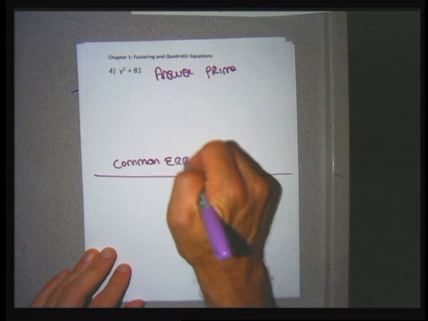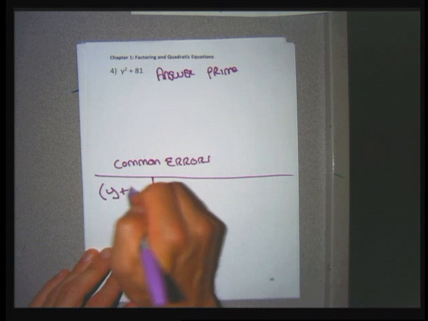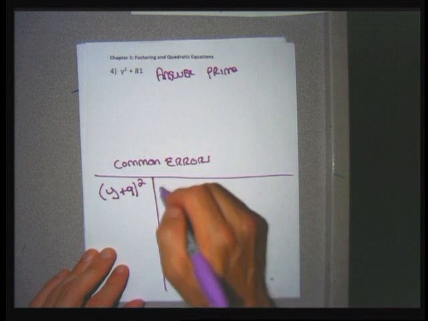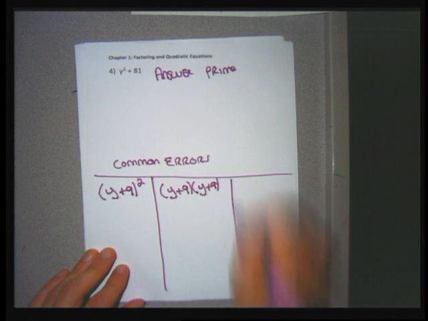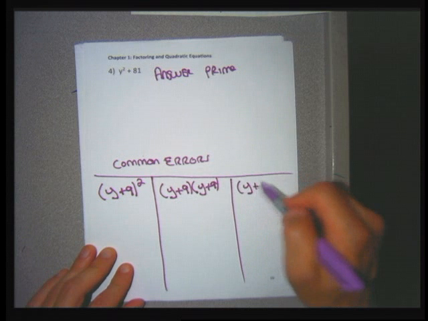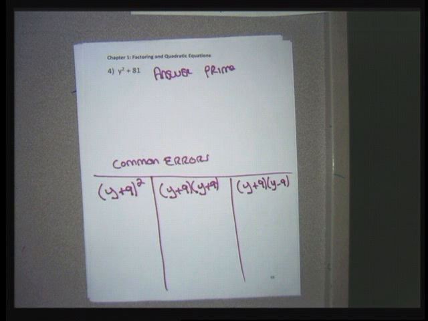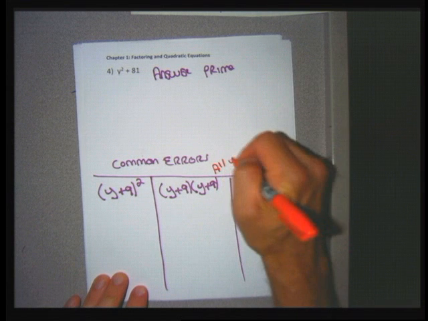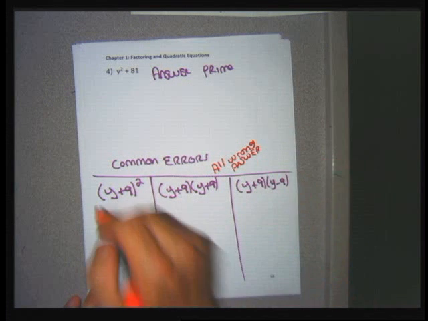And then let me just down here write the common errors. So it's common for students to say that this factors into y plus 9 squared. It's common for students to say that this factors into y plus 9 times y plus 9. And it's common for students to say this factors into y plus 9 times y minus 9. All of these are common answers, and they're all wrong. The answer to problem 4 is prime. All sums of squares are prime. If I wanted to show you why each of the common errors is wrong, so these are all wrong answers, the answer is prime. To show you that they're wrong, I'd have to multiply them out and show you it doesn't equal the original one.